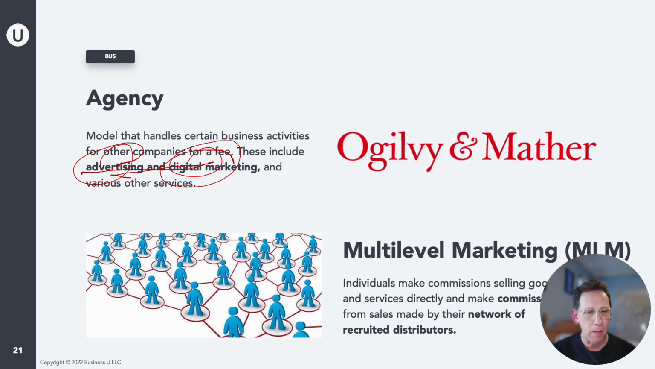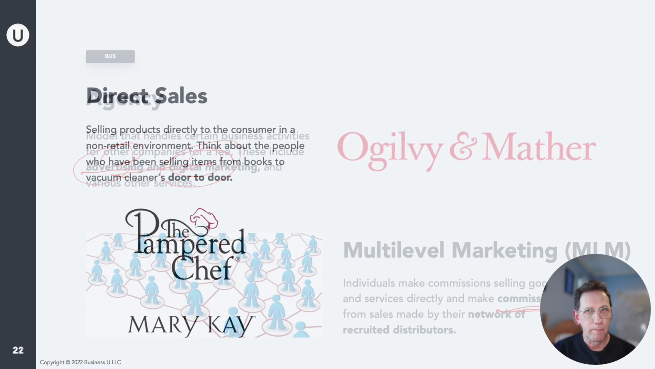And there is something called multi-level marketing. This is where individuals make commissions by selling goods and services directly, and then they make commissions from the sales made by their network of recruited distributors. This also goes into this next model.